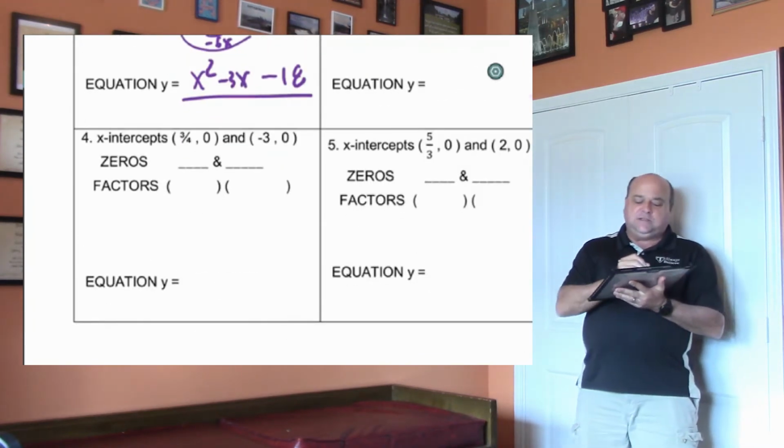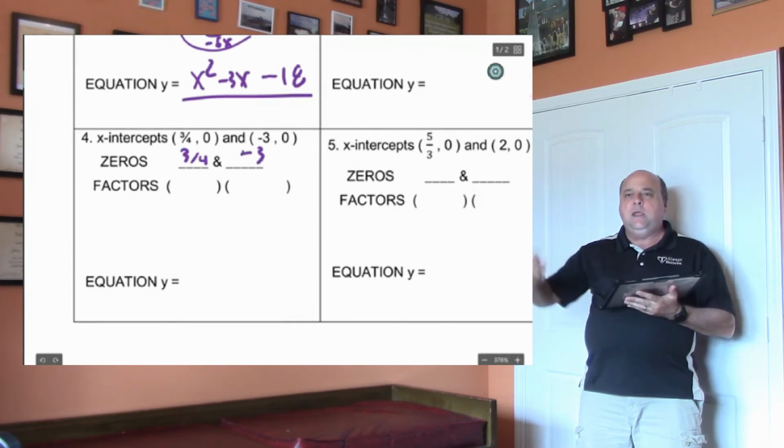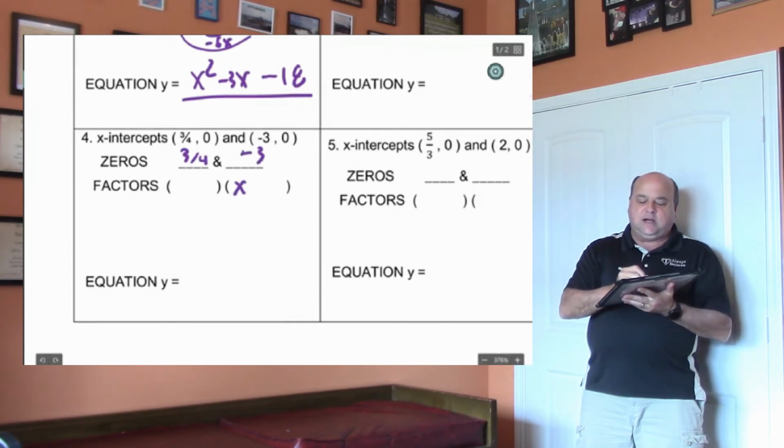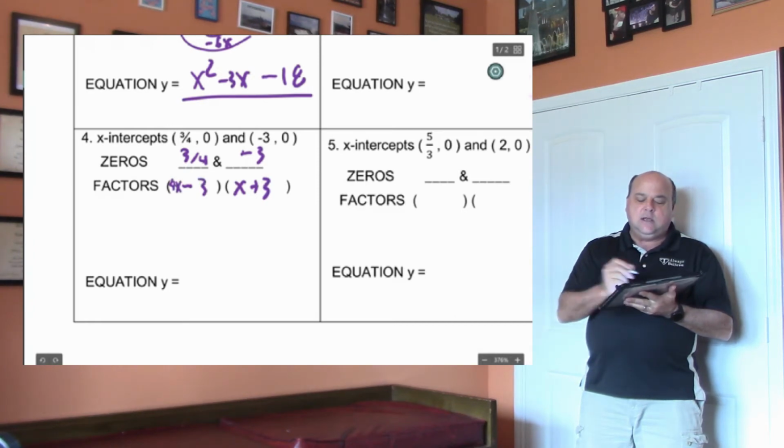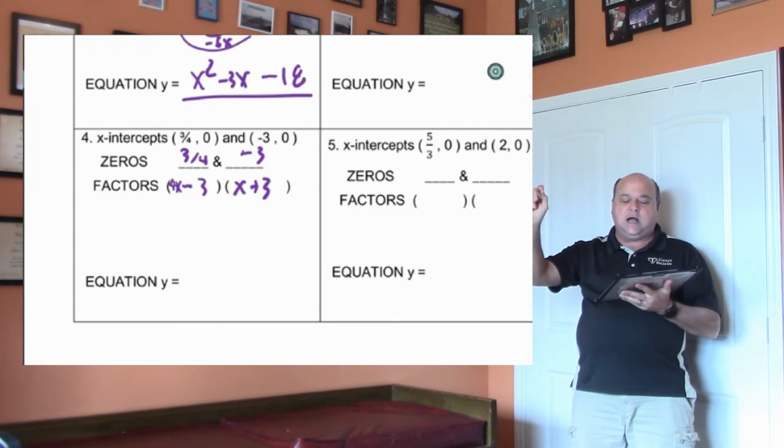Number 4, my zeros would be 3/4 and -3, right? Let's get the factors. The opposite of a -3 is a +3. The opposite of a positive is a minus. Remember, this goes in front of the x, and this is the constant. So the denominator goes in front of the x. The numerator is your constant.